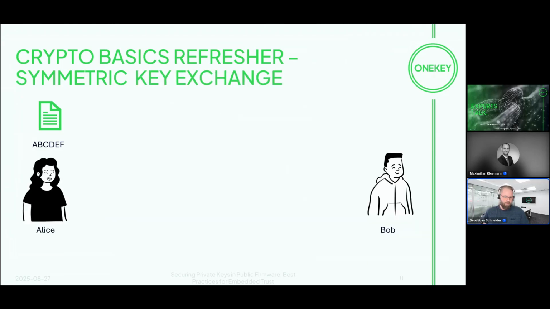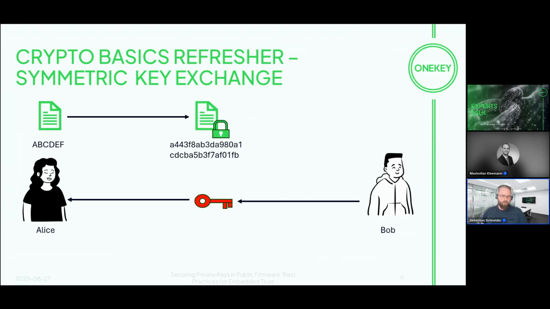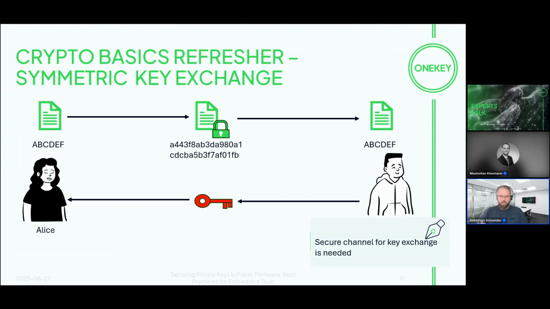So if we now have, of course, Bob and Alice, they want to exchange a secret message. They first of all need to agree on a secret key. So here Bob sends his secret key to Alice. She can use the secret key to encrypt the file and send it back to Bob. But here, of course, the weakness is that they already need a secure channel to exchange the secret key. And perhaps if they already have such a channel, they could use it to also exchange the file without the need of additional encryption.